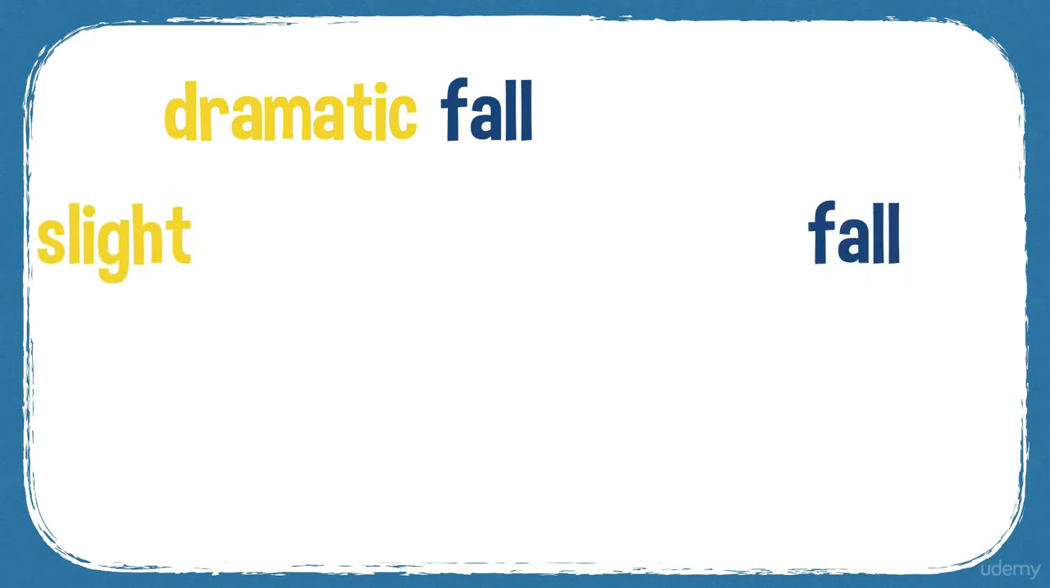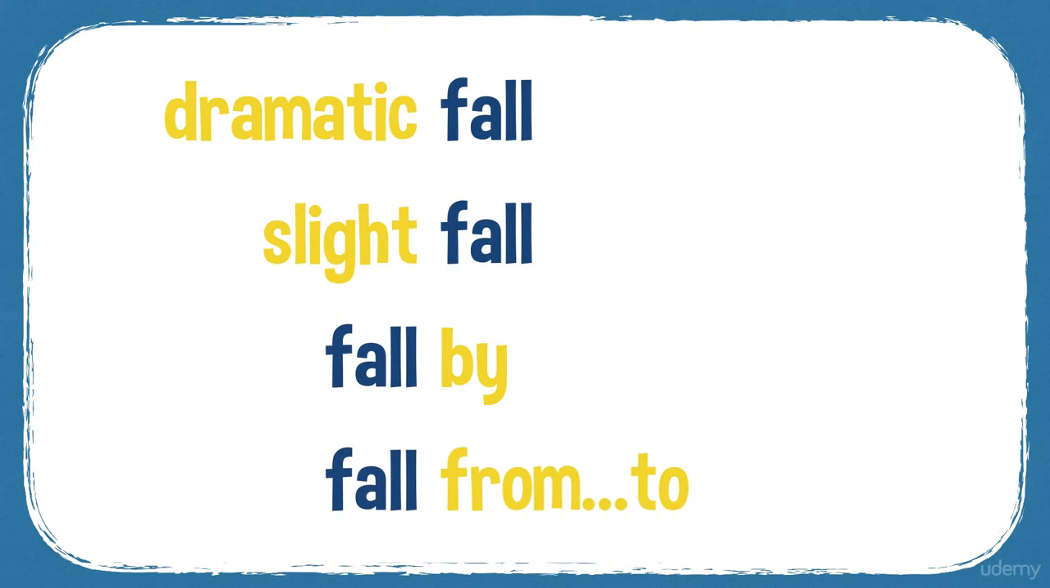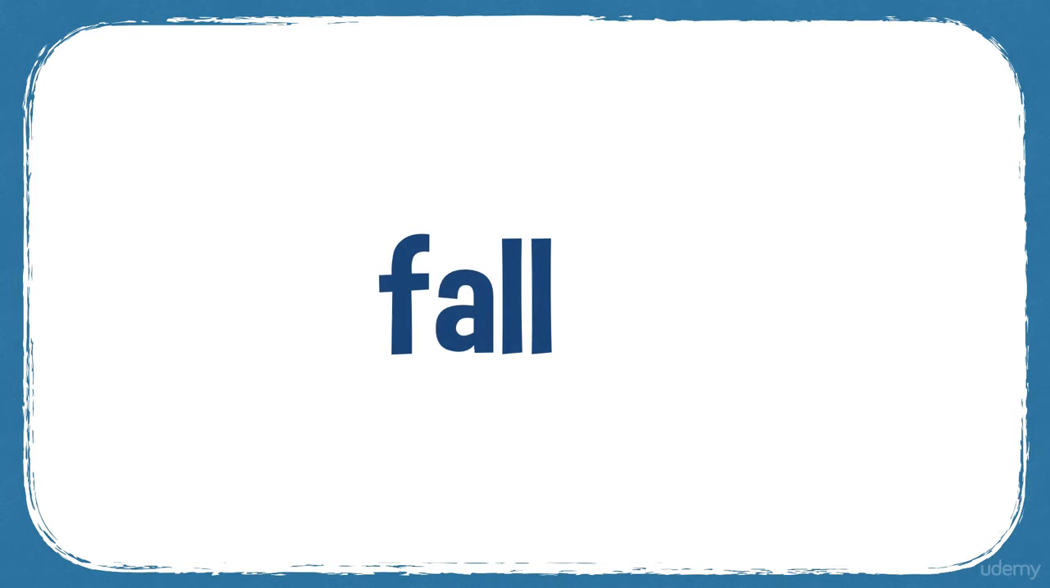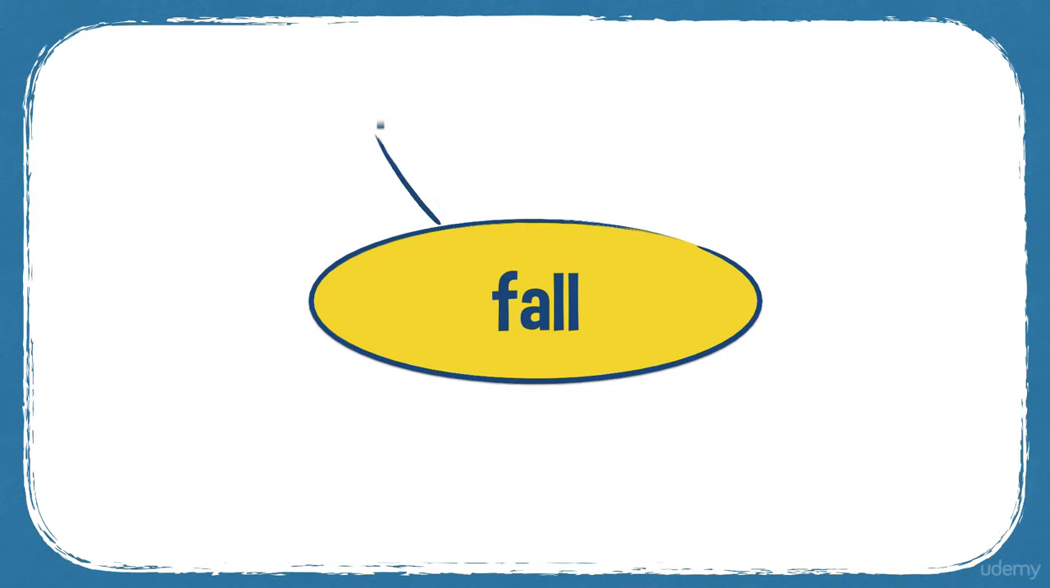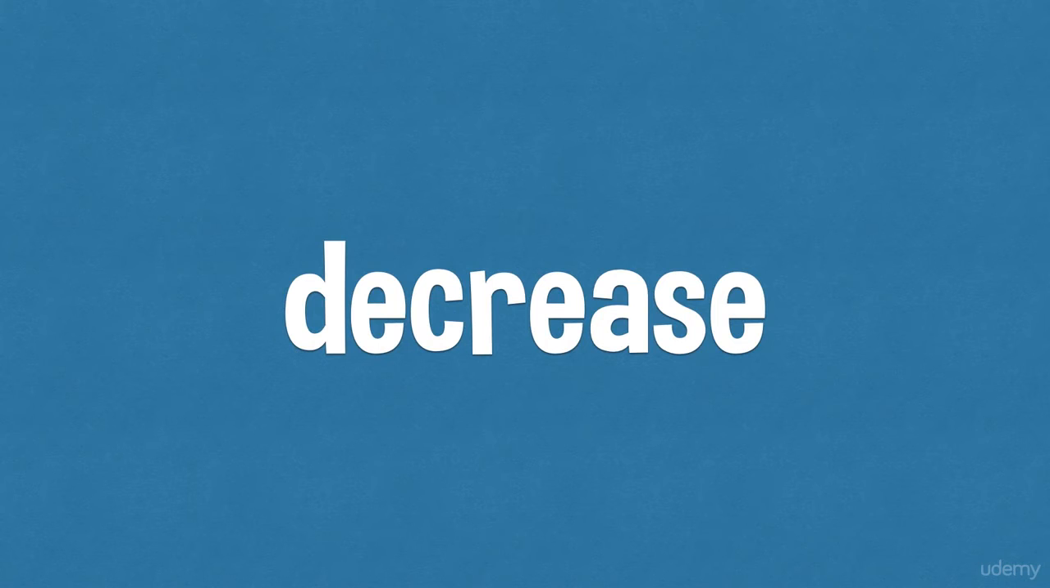So some typical collocations with fall: dramatic and slight, fall by, and fall from something to something else. You can use fall as a verb or a noun. So a small fall, a big fall, but falls, falling. Fell is the past simple form. And some synonyms for fall: drop, decline, decrease.